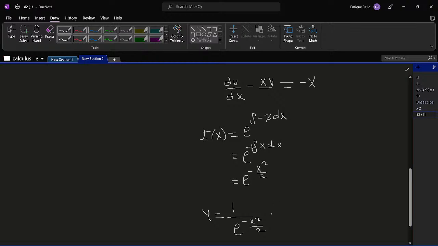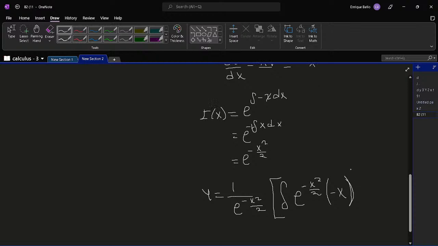And then times the integral of e to the minus x squared over 2 times minus x dx. That's, oh no. So this seems a bit too complicated.